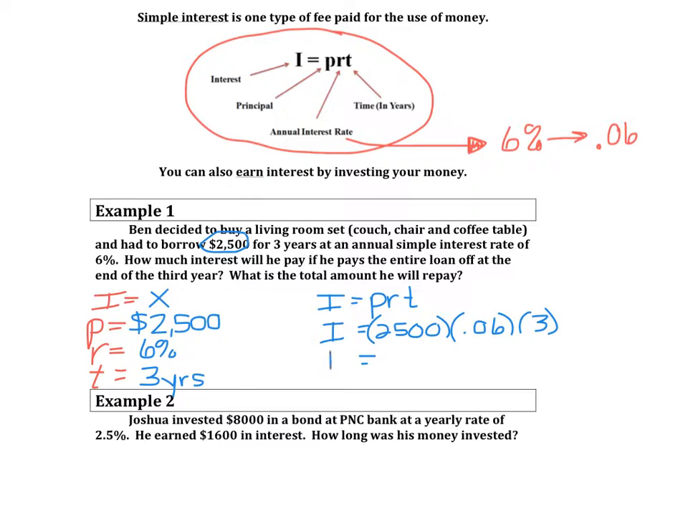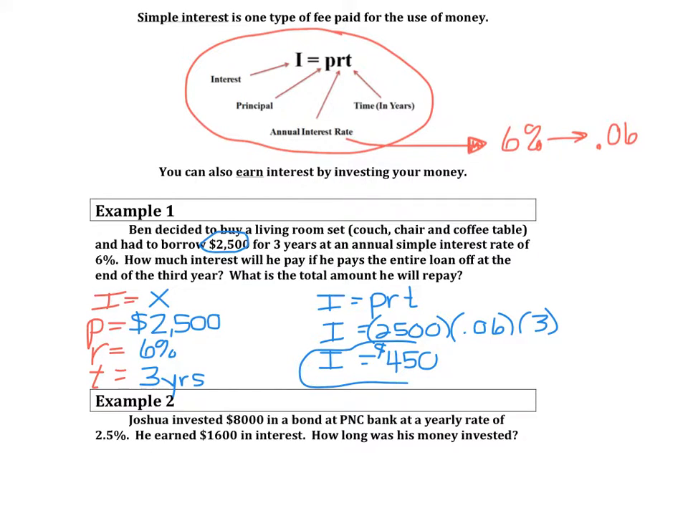Now this one's very straightforward. You are going to multiply those three numbers together, 2,500 times 0.06 times 3, and I got 450. What does that tell us? That's the interest that he has to pay back in addition to how much he has borrowed. So that was the answer of the first question, 450.